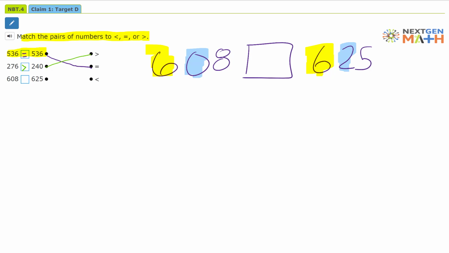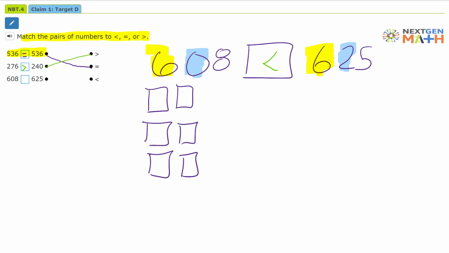Because there's 0 tens with 608 and 2 tens with 625, that means 608 is smaller than 625. We're going to go ahead and draw this out. Here's the 600s. There's the 600s, and remember, each one of those represents 100. And those were the same or equal to the 600s on the other side. So both had 600s. So now we had to look at the tens.